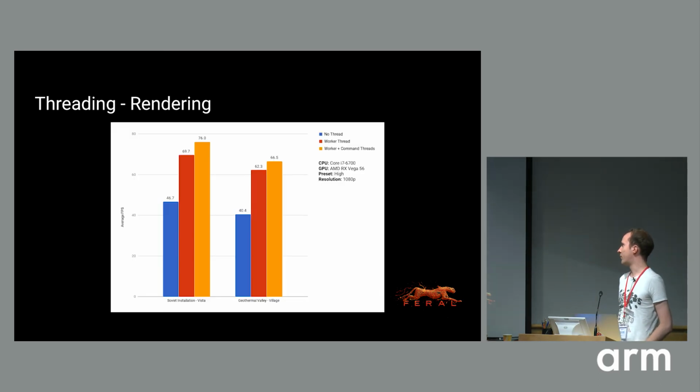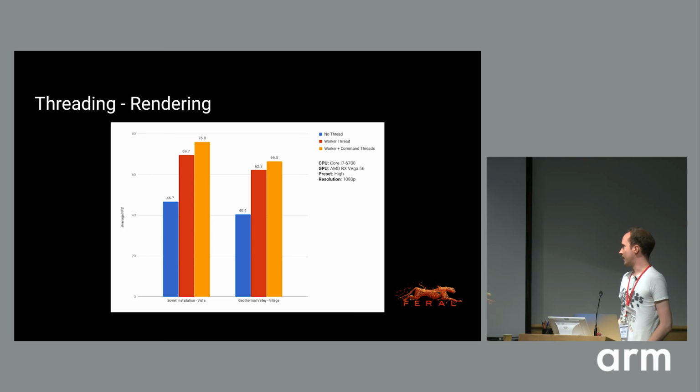So, a quick performance comparison between these threading options. These are average frame rates measured at 2 fixed viewpoints in some CPU-intensive locations in the game. There's Soviet Installation and Geothermal Valley, which are the 2 biggest hub areas. And this is on an AMD Vega 56, Core i7, high graphics preset.